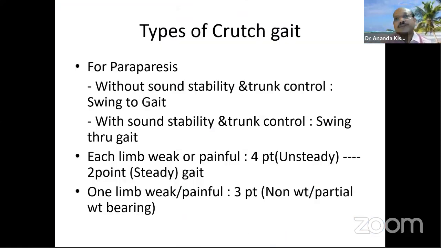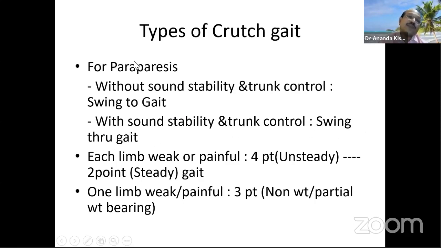Now there are different types of crutch gait. I'm not going into detail. We are concerned about the 3-point crutch gait, because the 3-point crutch gait basically allows non-weight bearing, toe touch weight bearing, or partial weight bearing. For paraparesis without good stability or trunk control, swing-to gait should be used. With good stability and trunk control, swing-through gait.